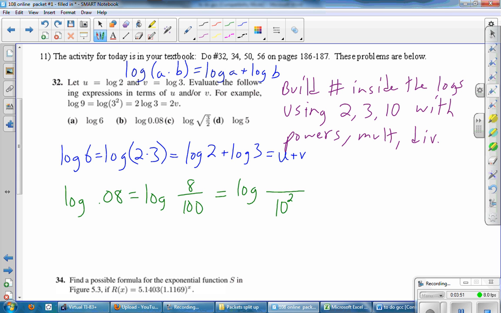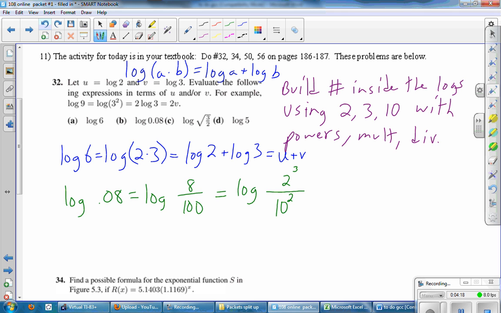And then 8, can we get 8 in there using only 2, 3, or 10? Yeah, 8 is actually a power of 2. 8 is really 2 to the third. And it makes no difference that that 3 is this 3. We could have put 5 up here if that helped us. You could put any power you want. But in this case, it happens to be 2 cubed. Okay, great. All right, so now we've got to pick the right property.